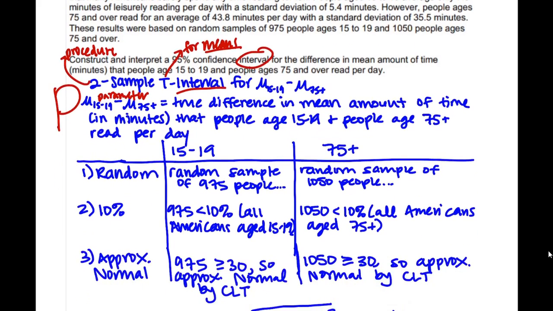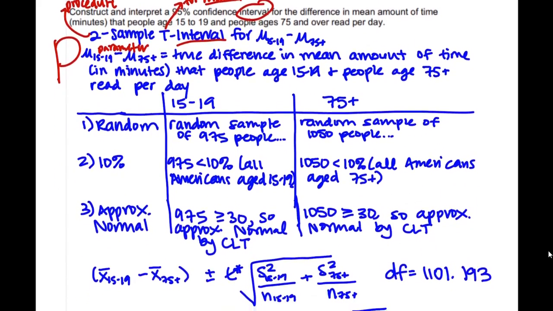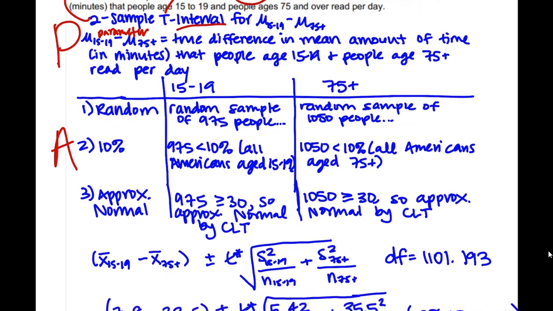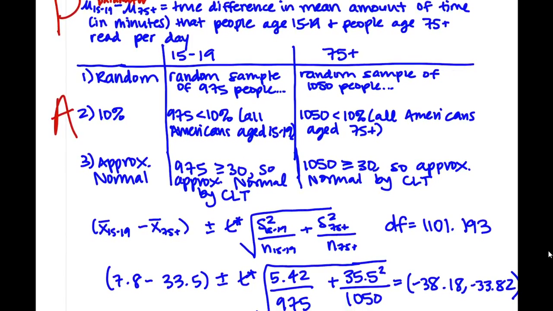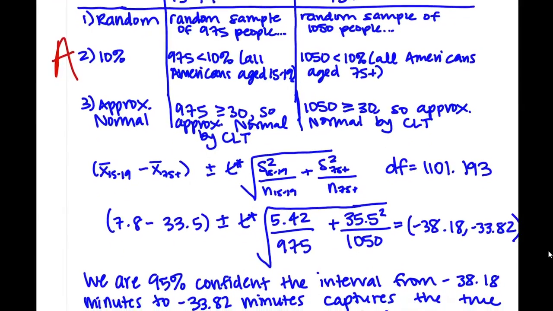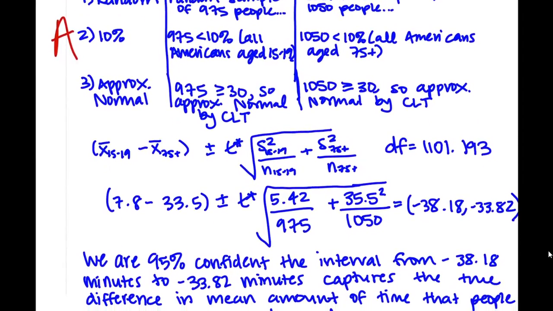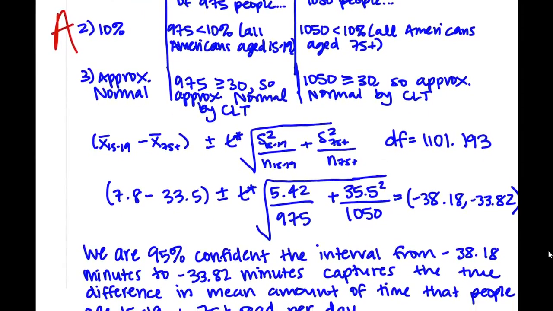For the conditions, I like to check them for each group. So we had 15 to 19-year-olds and 75 plus year olds. I check them separately because you want to make sure you do that as two independent samples. And then our formula filled in.